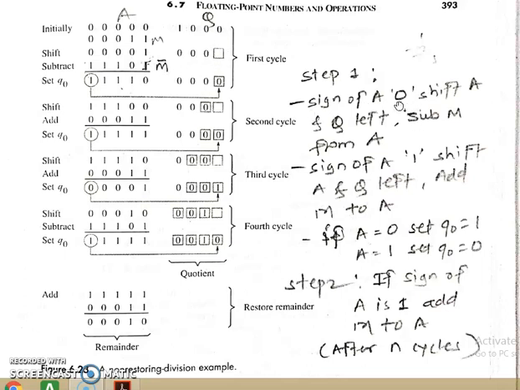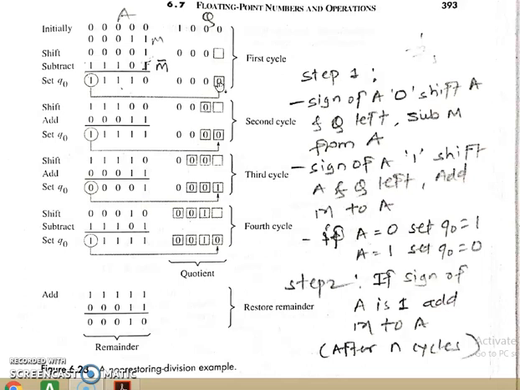As the sign bit is 0, we have to subtract M. Subtraction of M means subtraction of the divisor from the accumulator, but actually we are doing the addition of the 2's complement of M, which is added to the accumulator. So 1 plus 1 is 0, carry 1. So this is 1, this is 1, this is 1, this is 1. Now check this: if this bit is 1, if A is 1, then set Q0 as 0. So 0 is written over the Q0 location. Okay, so this is the first cycle.